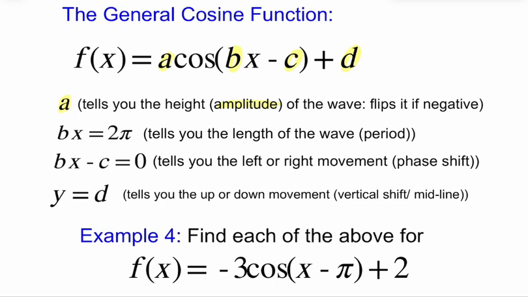Next, how do you find the length of a wave? Well, the length of the wave is just the period of the wave. We're going to have to know that language. And all you're going to do is take this bx term out and set it equal to how long the wave normally lasts.